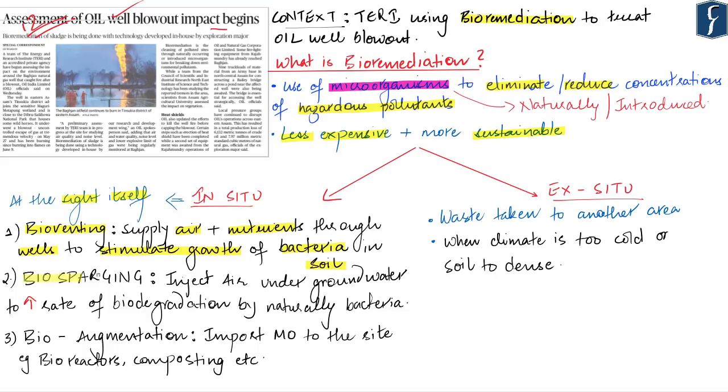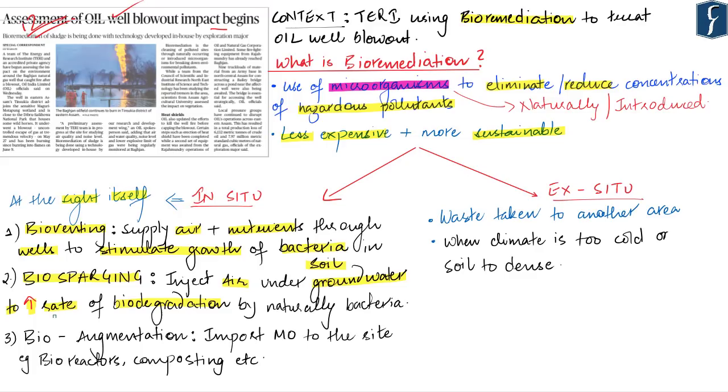The second technique is biosparging. Now in biosparging too, we inject air. However, this air is injected under the groundwater table. So the main difference between bioventing and biosparging is that in bioventing, we are supplying air and nutrients to the soil. However, in biosparging, we are supplying air under the groundwater. Now, the idea behind biosparging is the same as bioventing, to increase the growth of the indigenously or naturally occurring bacteria at that site of contamination so that the rate of biodegradation by these microorganisms can be increased.